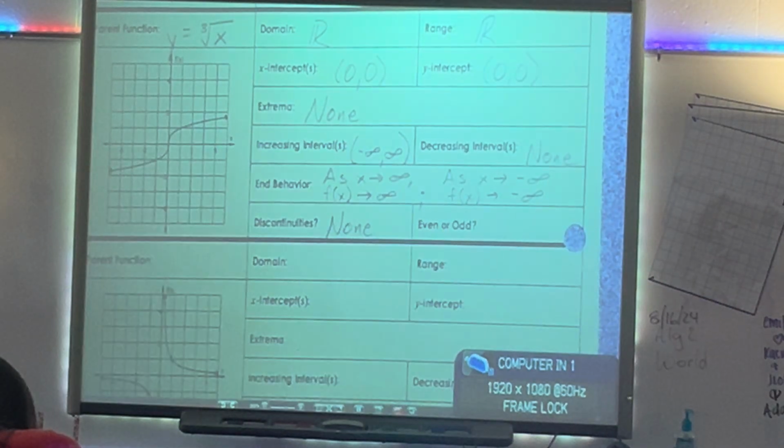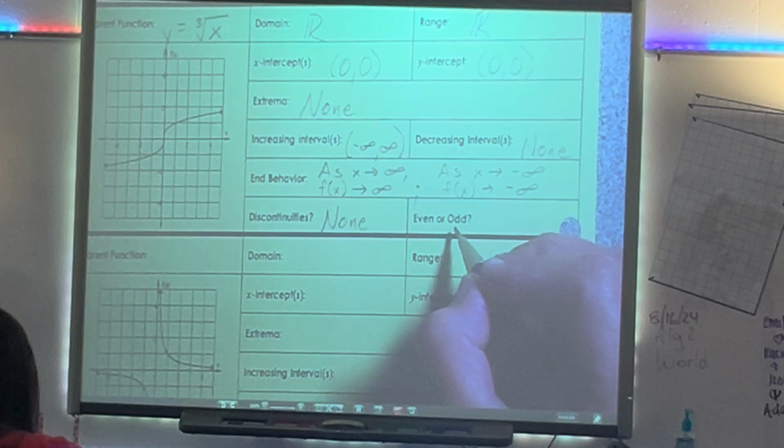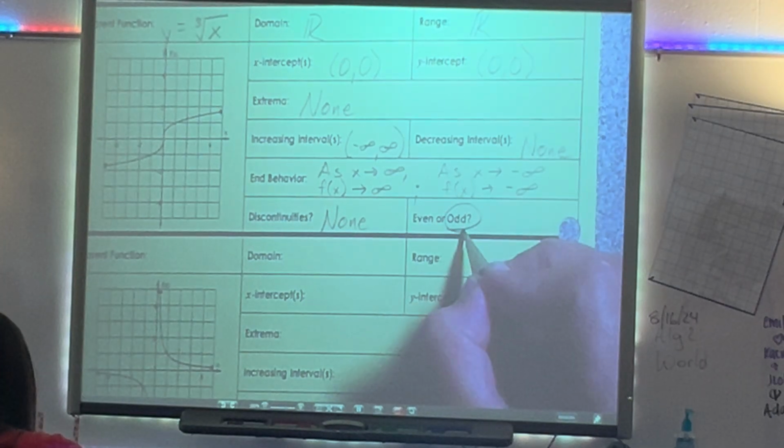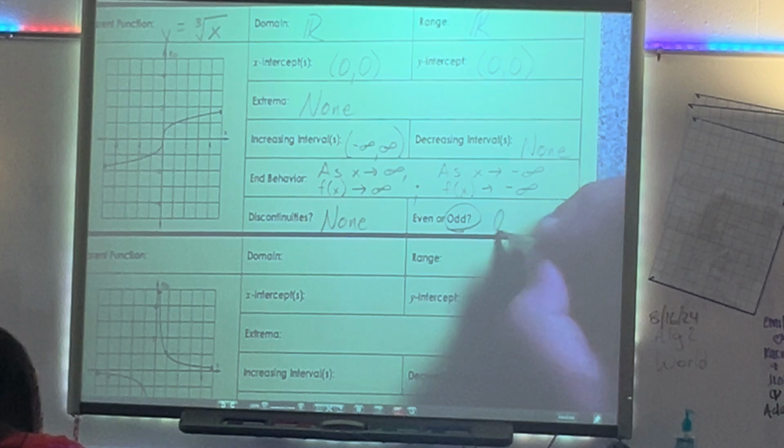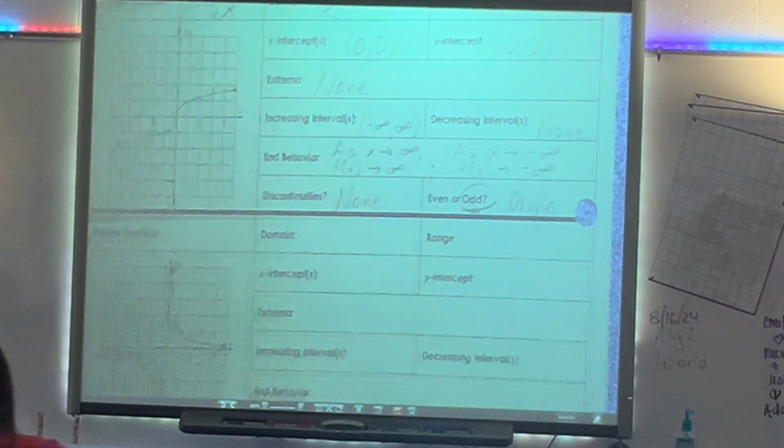Discontinuities, there are none. This one does have a critical point and a turning point, but it's not an extrema. This one is odd, so it's symmetric at the origin. Okay, good there?